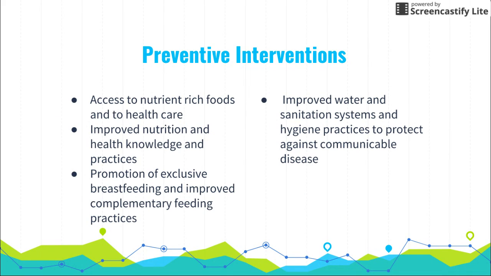Preventive interventions: access to nutrient-rich foods and to healthcare, improve nutrition and health knowledge and practices, promotion of exclusive breastfeeding and improved complementary feeding practices, and improve water and sanitation systems and hygiene practices to protect against communicable diseases.